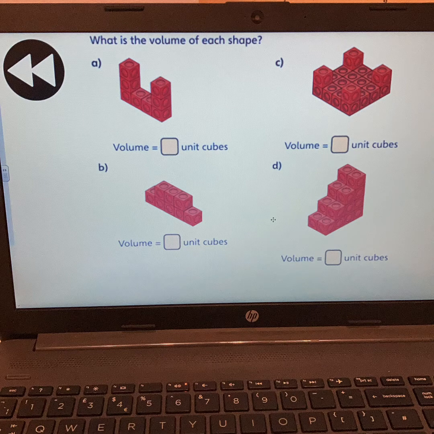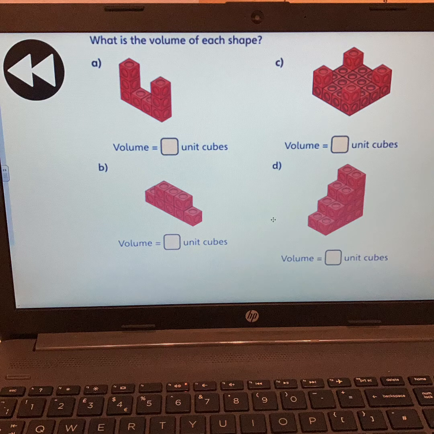So A would be 1, 2, 3, 4, 5, 6, 7, 8. 8 unit cubes or 8 centimetres cubed. B, well, you've got 5 along the bottom, 3 on the top, 8 centimetres cubed. C, so C, the sum you can't see. So the base layer would be 1, 2, 3, 4 times 1, 2, 3, 4. So 4 times 4 is 16. So there's 16 on the base, 4 on the top, 20 unit cubes or 20 centimetres cubed.